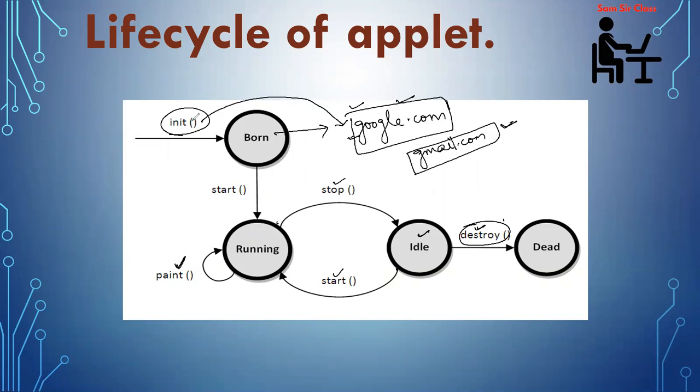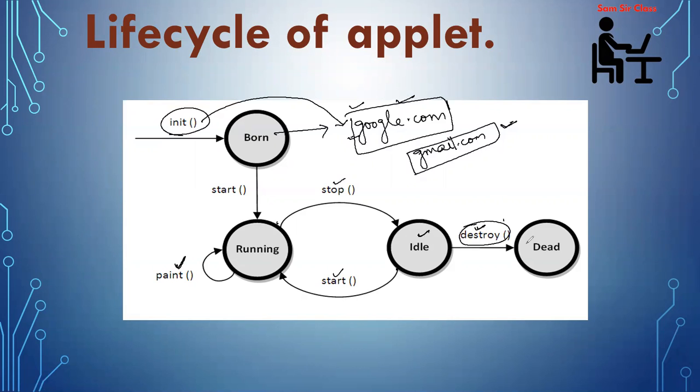Any web page I am opening, the init method will be called, and then it is in the newborn state. After that, the start method will be called, so it will come to the running state. It will run, or it will be active. Now its paint method will be called to display the values. Now if I want to minimize, I have to call the stop method so that it goes from running to idle. If I select it again, then again the start method will be called so that it comes to the running state. And once my work is over, I have to call the destroy method so that it will be considered dead.